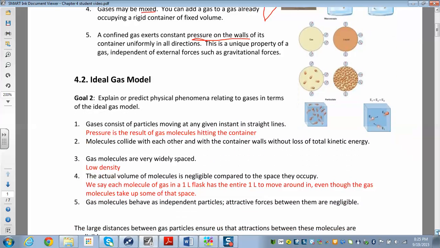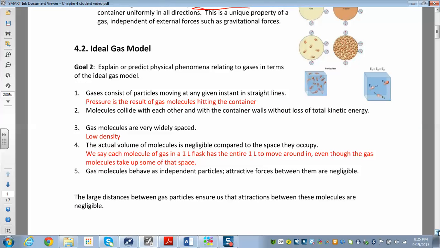So the ideal gas model is basically saying there's 5 points to it. The first point is saying that gases consist of molecules. They're moving. They're in constant random motion. Gases are crazy. They're just moving all the time. And the molecules are going to collide with each other. They'll hit each other, and they'll hit the walls of the container.